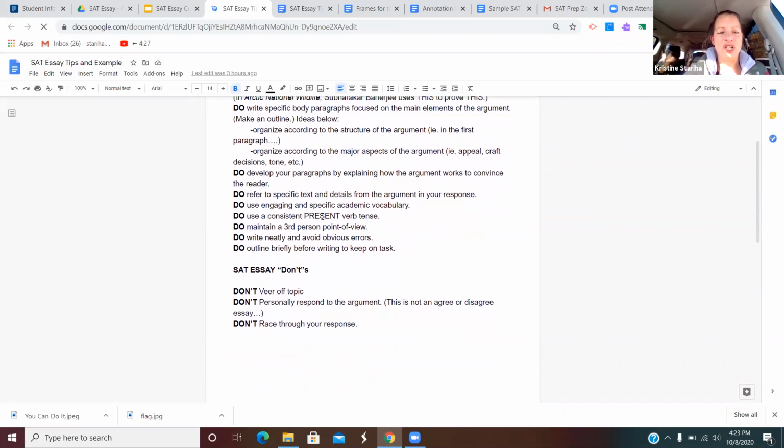One thing I do want to mention, or 2 things actually, use a consistent present verb tense. Even though Jimmy Carter wrote his piece about the National Wildlife Refuge years ago, it's speaking to us as readers today. So it's not Jimmy Carter argued, with a past tense. It's Jimmy Carter argues. Jimmy Carter uses. It's all in the present because we are reading the piece in the present. So it's important you keep a present verb tense.